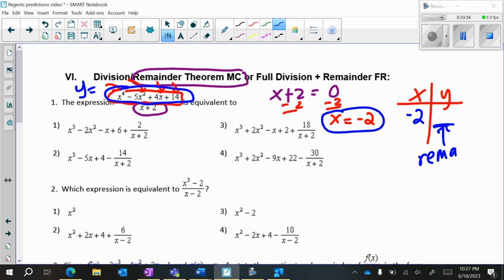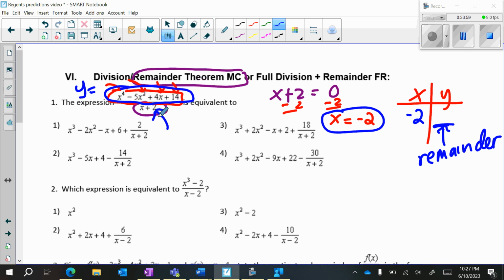Whatever is next to the -2 is going to be the remainder if I had done a full division. If there's a 0 next to that -2, then the remainder is 0, and that means that x plus 2 is indeed a factor. But if there's a number that's not 0 next to it, then there is a remainder other than 0, and that means that x plus 2 is not a factor.